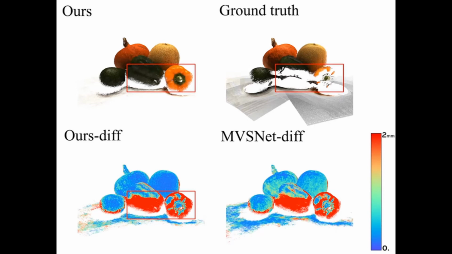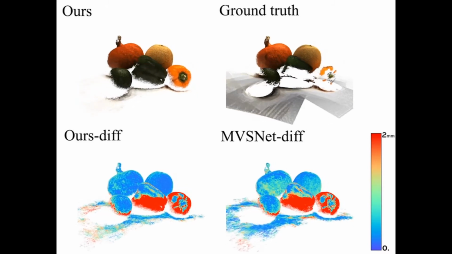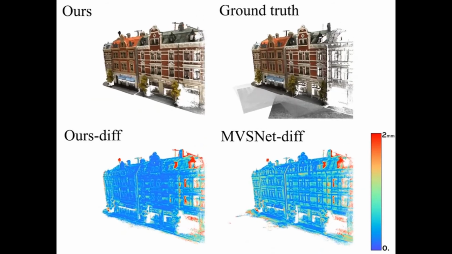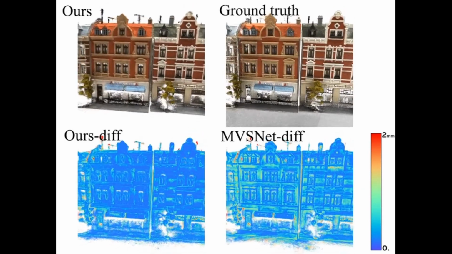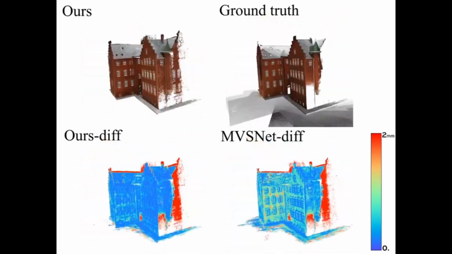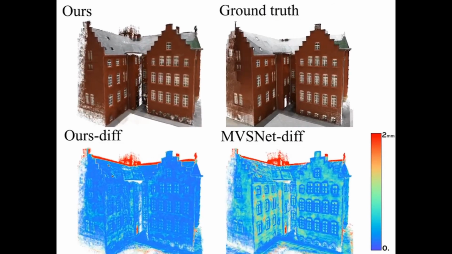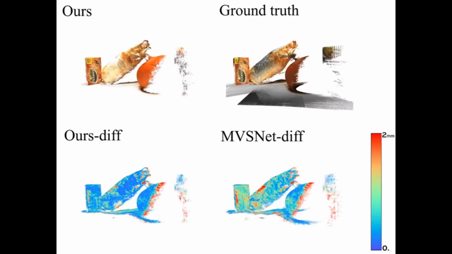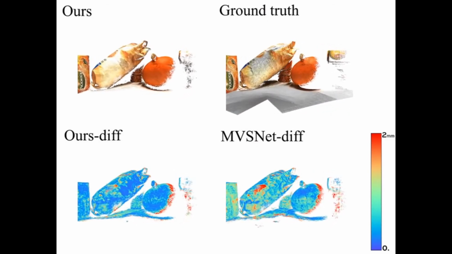Here is the video of the reconstruction samples. We compared our method with the MVS-Net and the errors are colored. It appears we can get more accurate reconstruction results than MVS-Net. And this is on the Tanks and Temples benchmark.